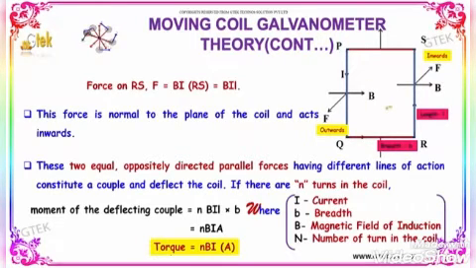If there are N turns in the coil, the moment of the deflecting couple is equal to NBIL into b. It is equal to NBIA, where L into b is the area of the rectangle. Therefore, torque is equal to NBIA.